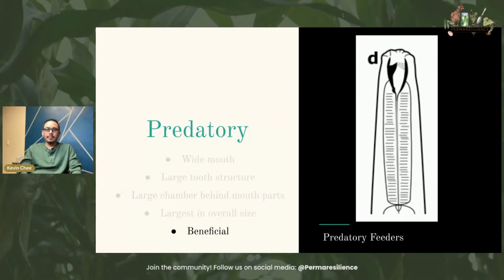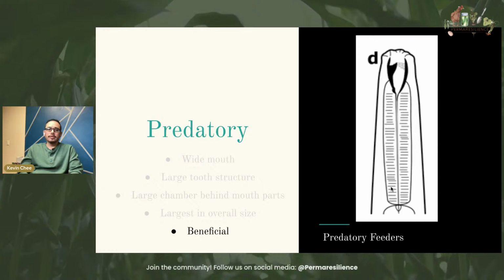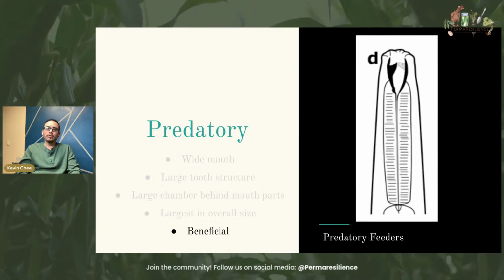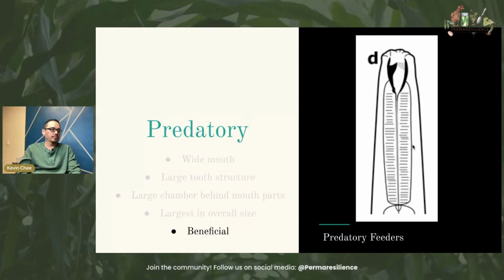The predatory nematodes, you can actually purchase predatory nematodes. They do sell them commercially, and they will help kind of clean up the soil from any detrimental guys that you have swimming around down there.